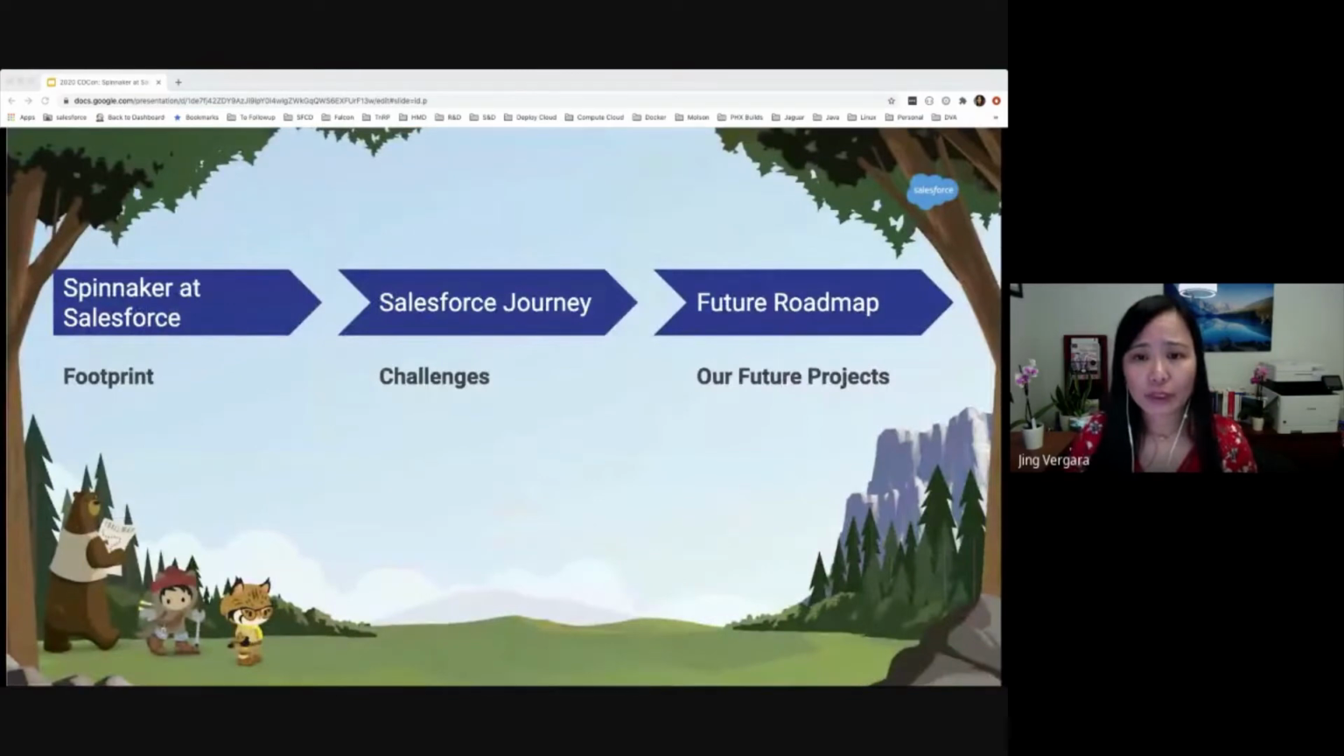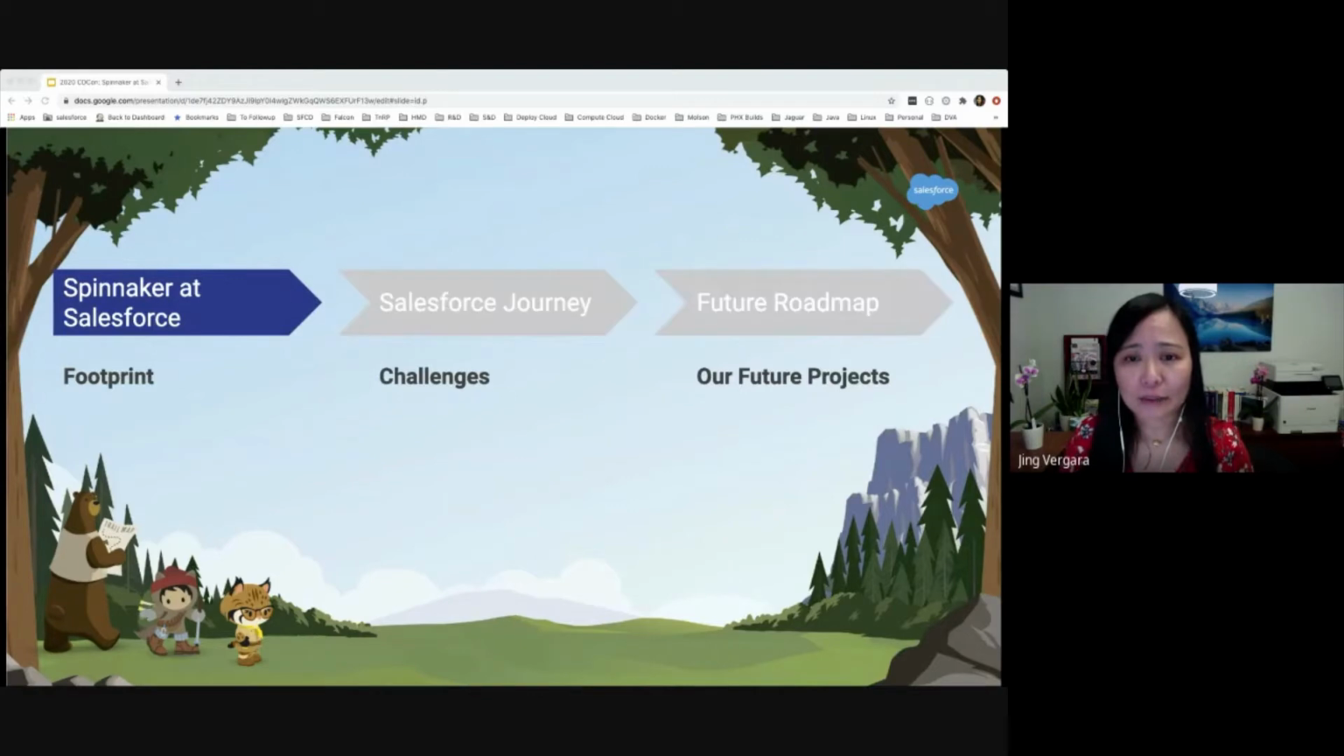I will be focusing on three main topics. I'd like to share our Spinnaker footprint at Salesforce, the top challenges that we faced, and our long-range plans.